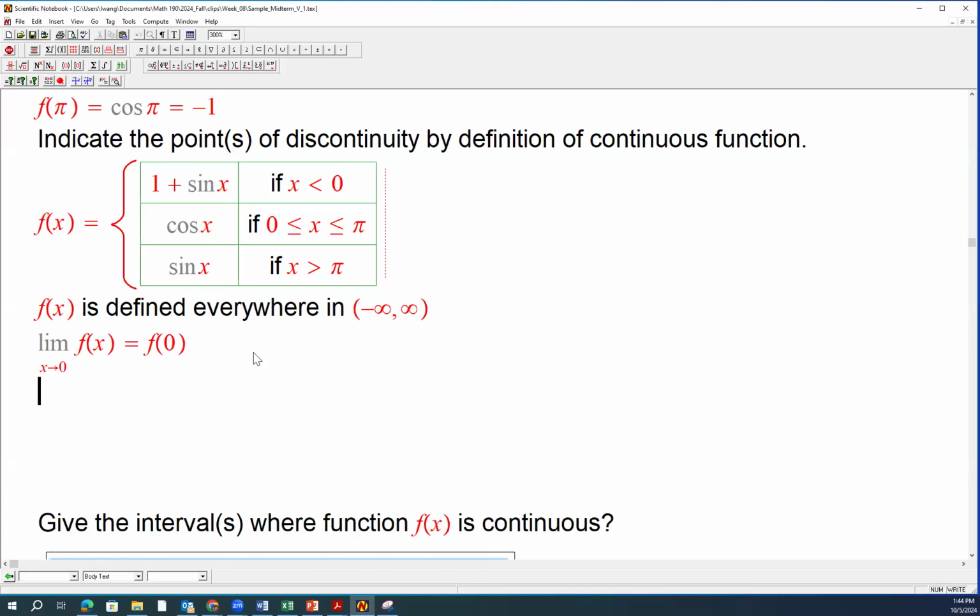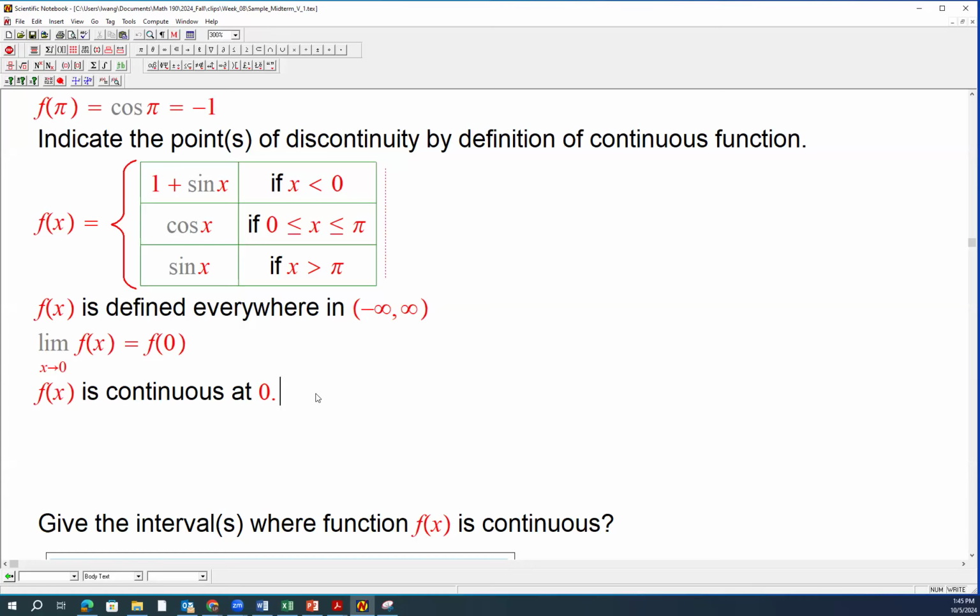Therefore, you will say f of x is continuous at 0. So that one of the questionable points is answered. So from -infinity to 0 and all the way up to pi, we're good, right? All right. Less than pi, it looks like f is continuous.